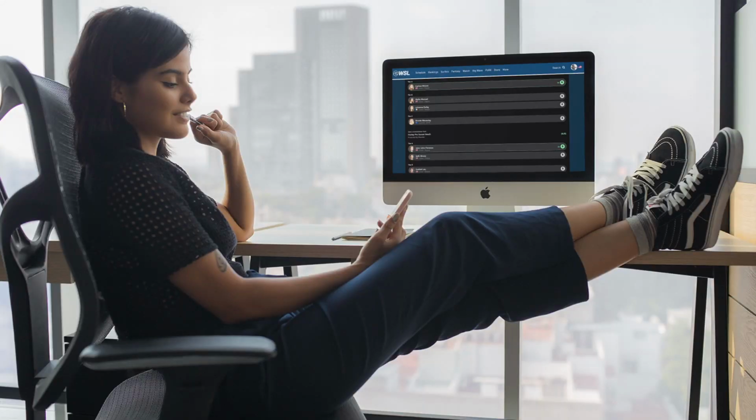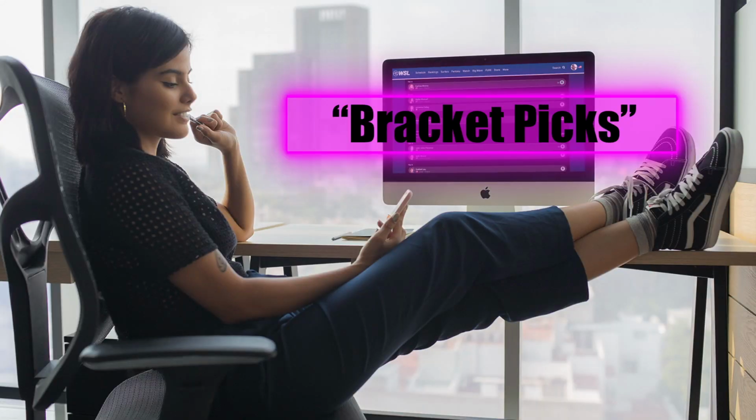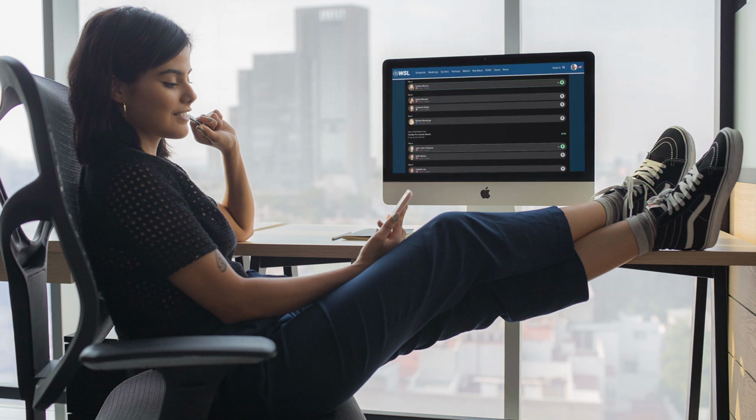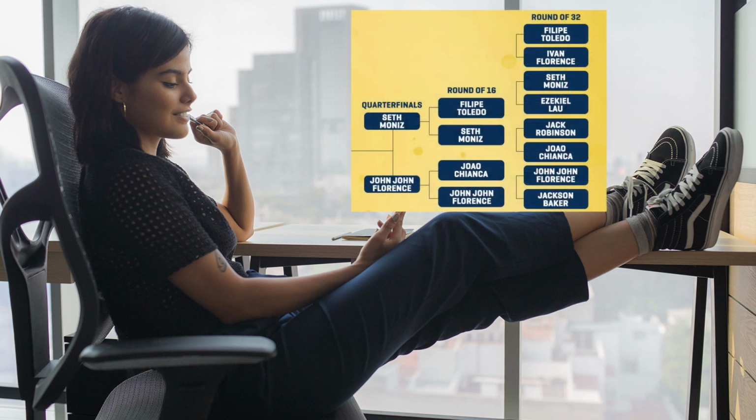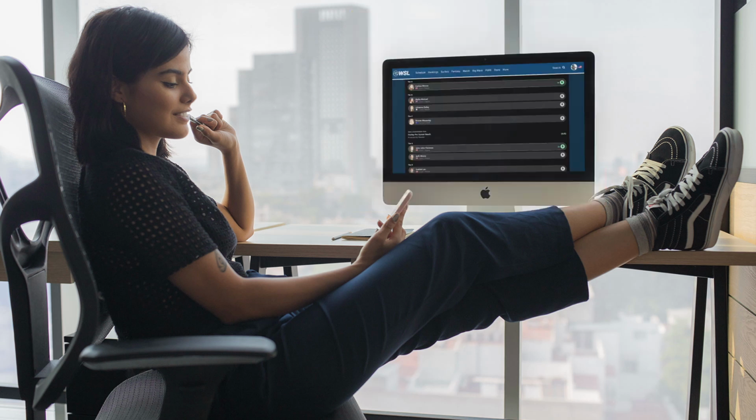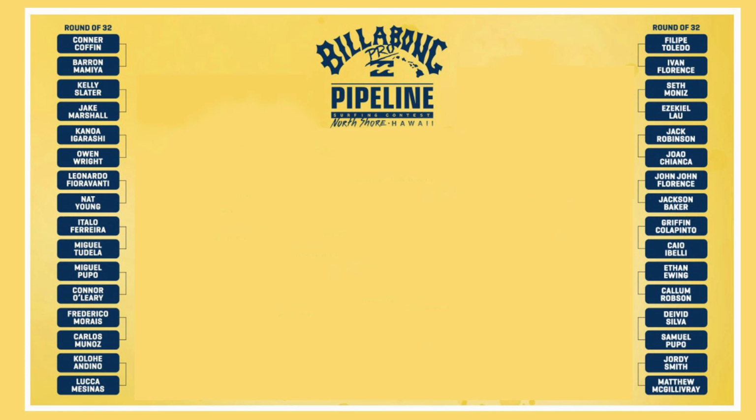The second theory is what I like to call bracket picks. So what are bracket picks? Bracket picks is the concept of picking the best surfers in each part of the bracket. So let's look at the 2022 Billabong Pro Pipeline as an example. Here's the round of 32 bracket. I had to erase the results so you get a better idea of what I'm doing here.